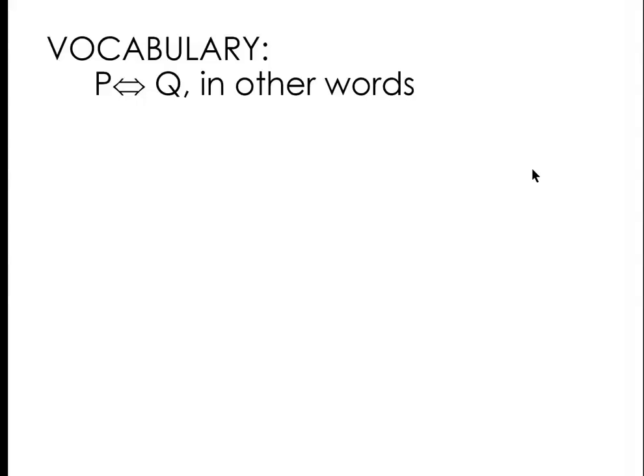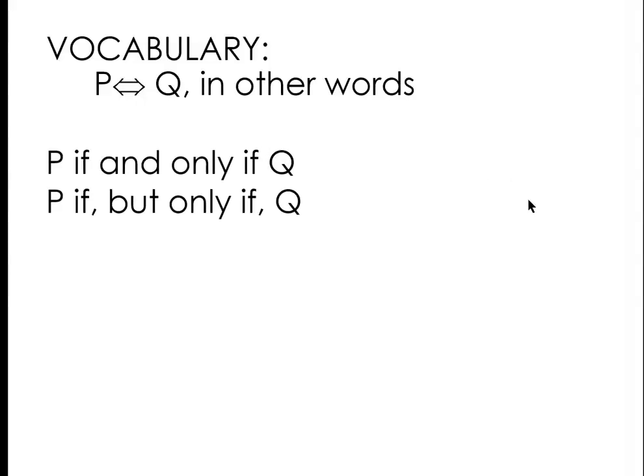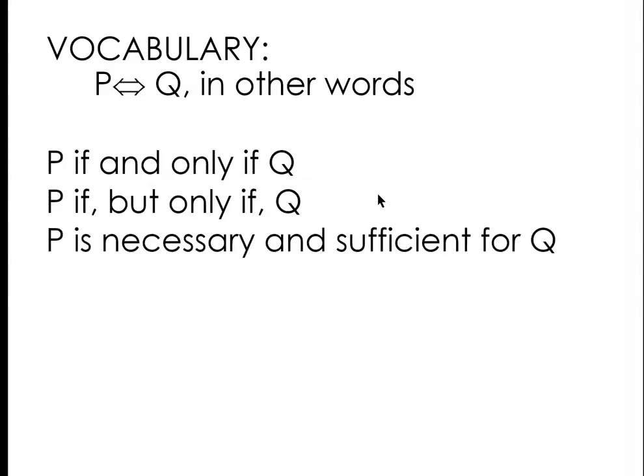Other words for P if and only if Q. We have P if but only if Q. So it's kind of like all the language we had before, when they squish them together, right? So you have both terms. P is necessary and sufficient for Q. P is equivalent to Q. It's the same thing.